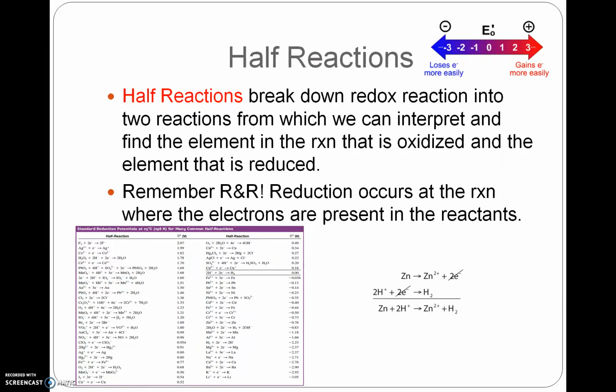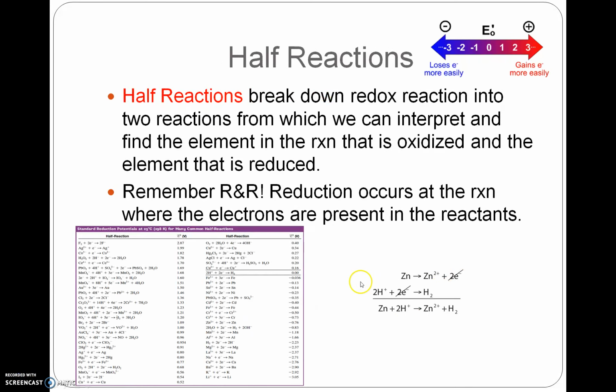Half reactions break down redox reactions into two reactions from which we can interpret and find the element in the reaction that is oxidized and the element that is reduced. And you can remember R and R: reduction occurs at the reaction where the electrons are present in the reactants, and that's semi-easy to remember since they both start with the same letter.